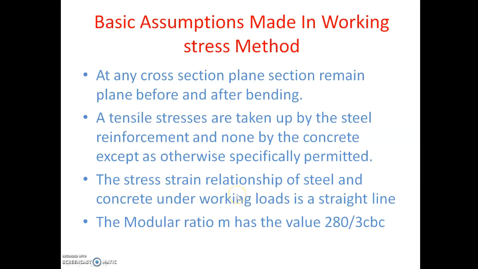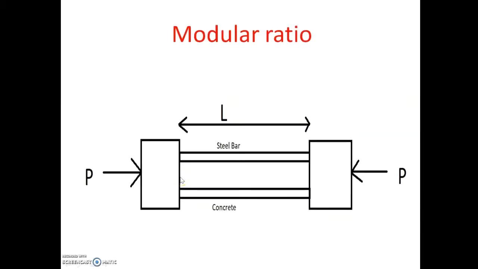The stress-strain relationship of steel and concrete under working loads is a straight line. The modular ratio is taken as 280 by 3 sigma cbc. This is the modular ratio equation. How to calculate the modular ratio?